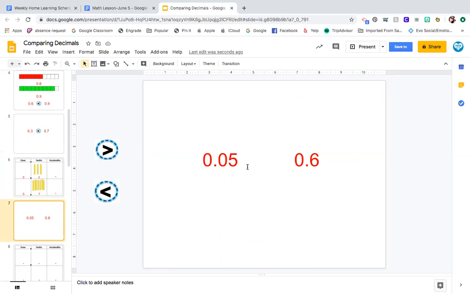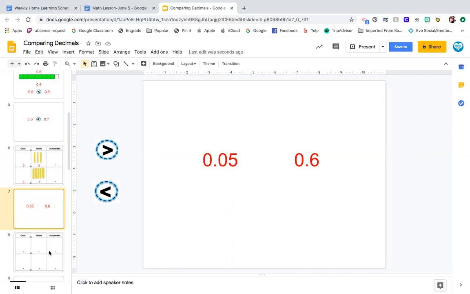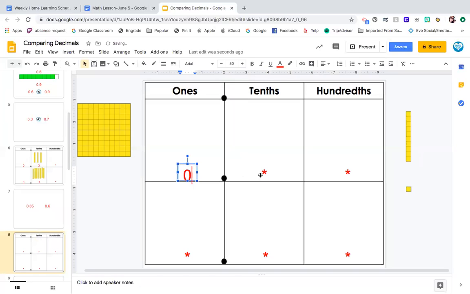Here we have 0 and 5/100ths compared to 0 and 6/10. And again, we're going to use base 10 blocks to compare these two decimal numbers. So first I'm going to open up my place value chart and put in my decimal numbers. The first was 0 and 5/100ths, and the second number was 0 and 6/10.